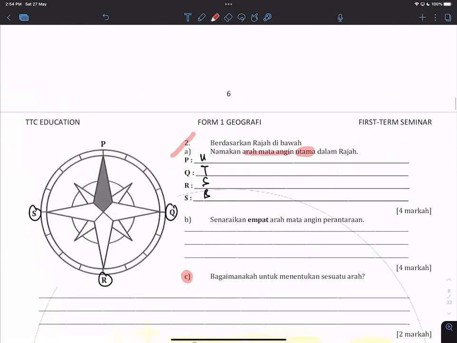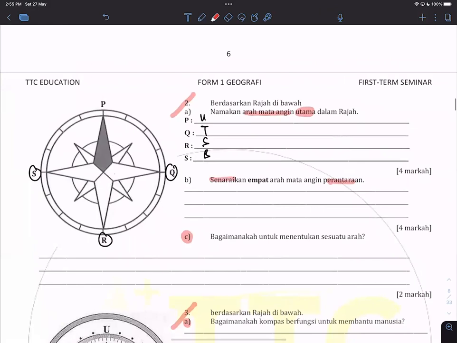So for arah mata angin perantaraan, just senaraikan. So senaraikan for the 4 arah mata angin perantaraan, we have timur laut, comma, and then we have Tenggara. Okay, make sure your spelling is correct, guys. Tenggara, and then we have the barat daya, dan barat laut.